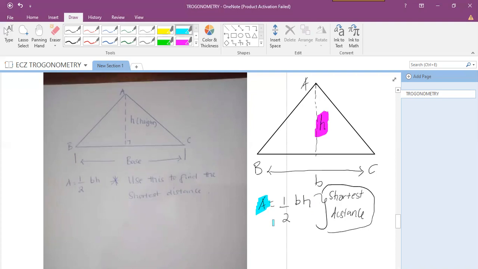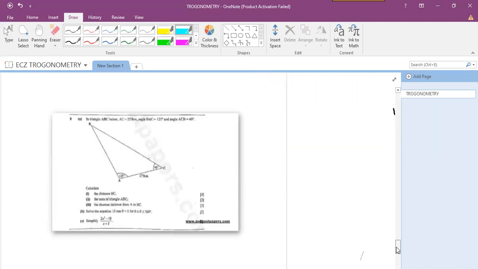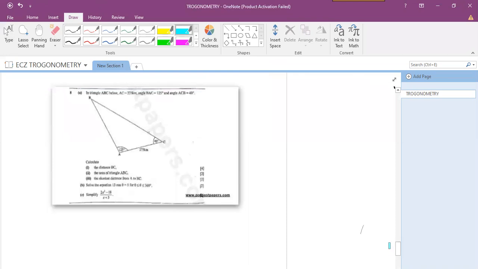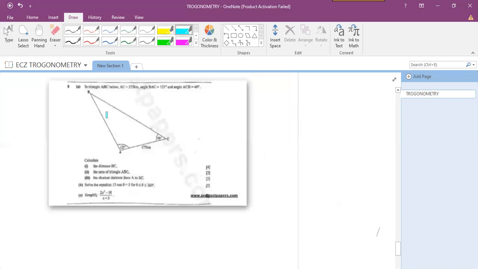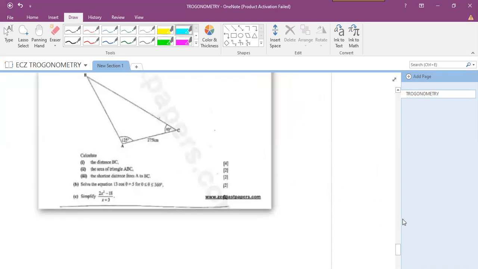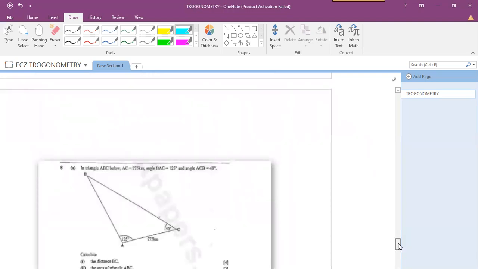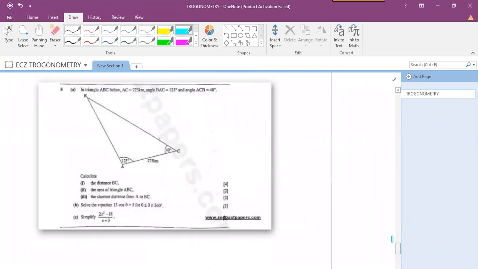So this marks the end of our trigonometry class, but not necessarily the end, because we have to solve this question here. Okay. To expand it a bit. I don't know, can you see the question? No, you can't see. Can you see the question?